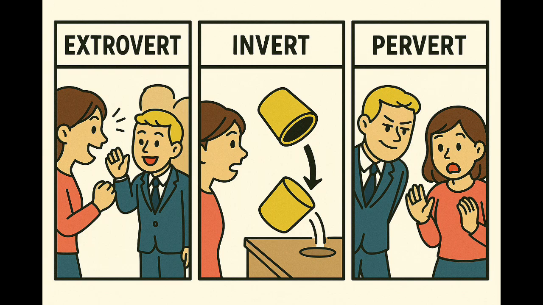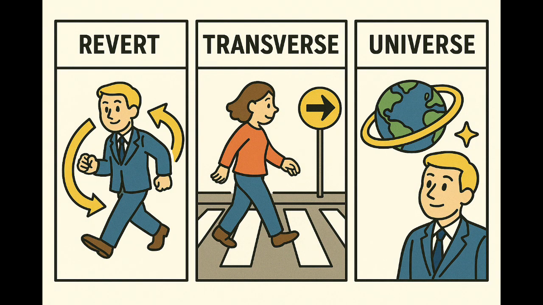And revert. Easy one. Re means back. Turn back. Perfect. Transverse. Trans means across. So turning across something. Oriented across. Yes, but now, the big one.